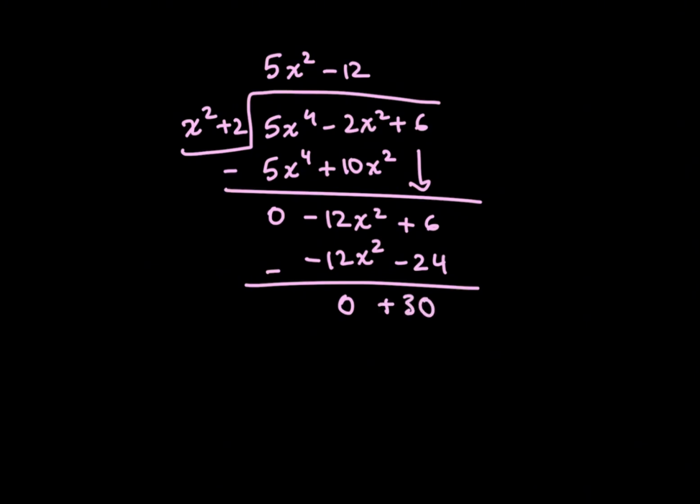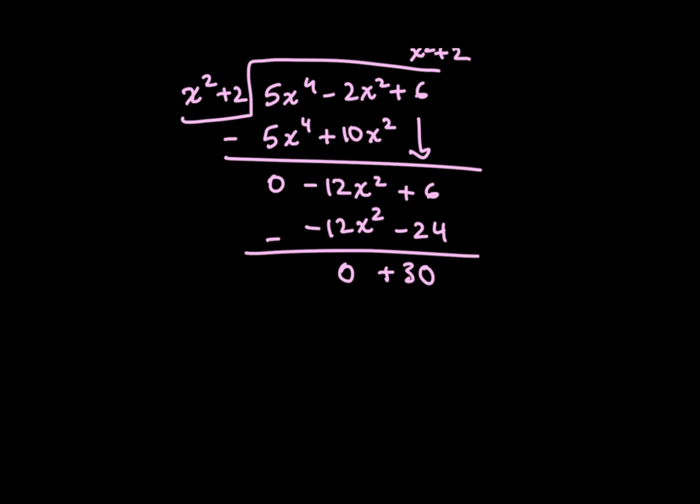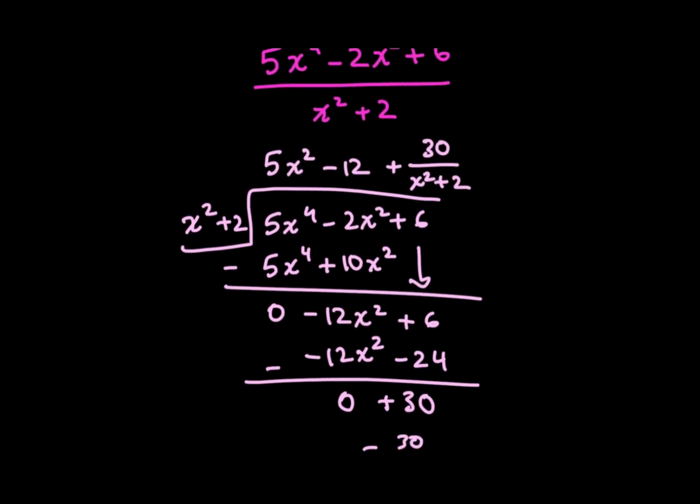And so you could think of 30 as your remainder, or you could just keep going and ask yourself one more time, how do I manipulate x squared plus 2 to get 30, which is just 30 over x squared plus 2. And then you multiply and you subtract, and you're left with nothing, and you're happy, and your answer is up there, and that's it.